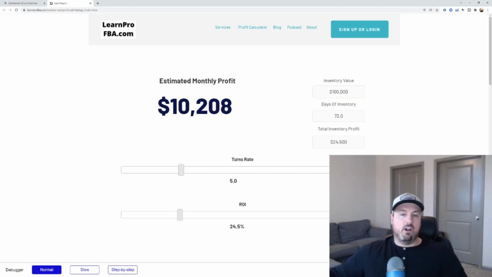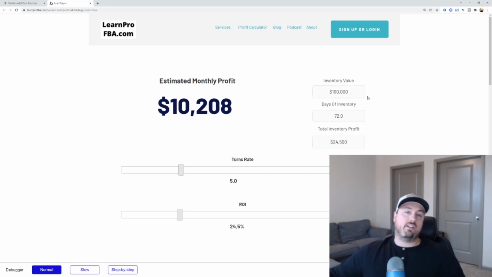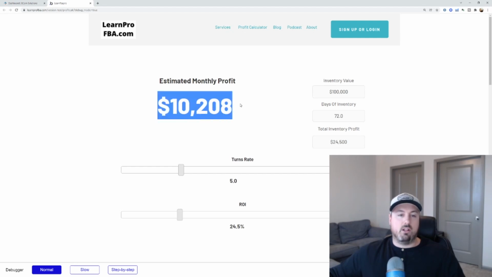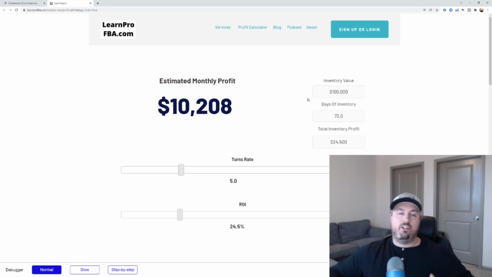So obviously, when we had 10,000 in there, it's pretty easy to calculate. That's 1,021. So now I need $100,000 of inventory to make $10,000 a month. Now that seems like a lot of money to put into inventory, especially if you come from the dropshipping world where you don't need to put any inventory or any capital up front. Everything is done once a transaction occurs.